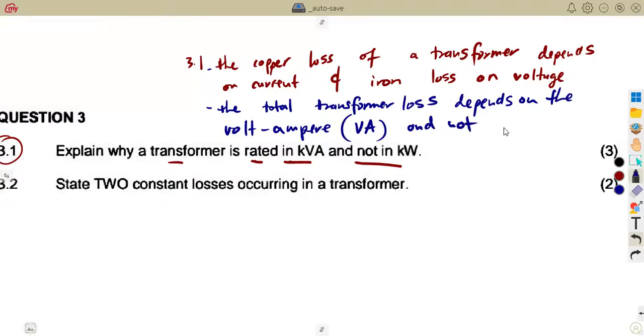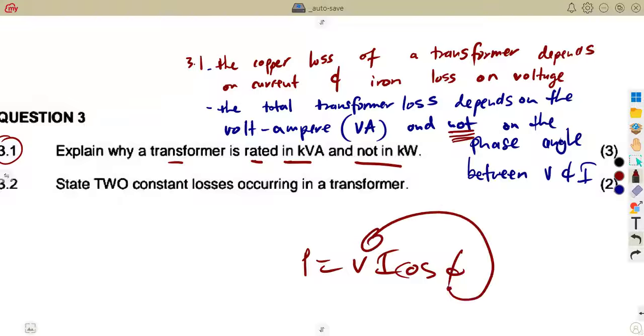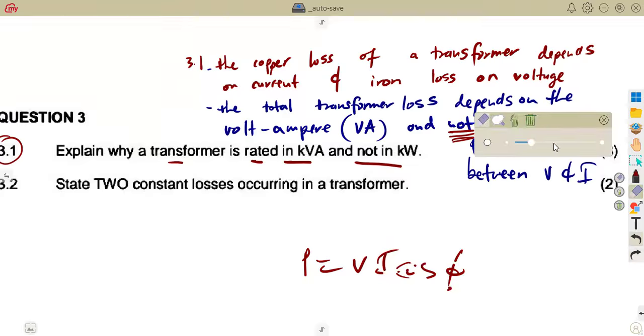And not on the phase angle between voltage and current. Remember, the phase angle between voltage and current is the one that will give us power. The moment we use that one, you'll be calculating power. But we are saying it does not depend on that one. The moment we use cos phi, where this is the phase angle between voltage and current, it means we are now calculating the true power. But in this case, it does not depend on that part.